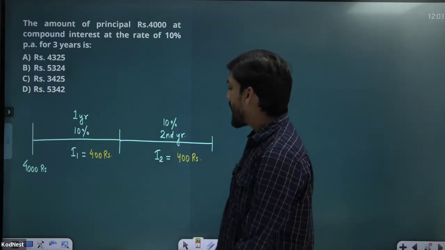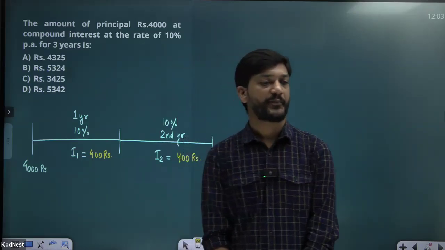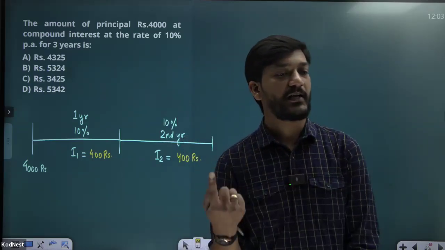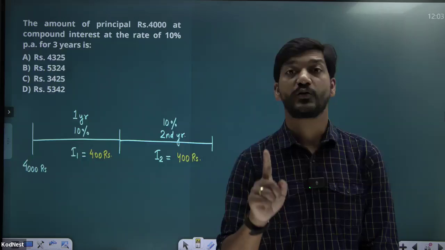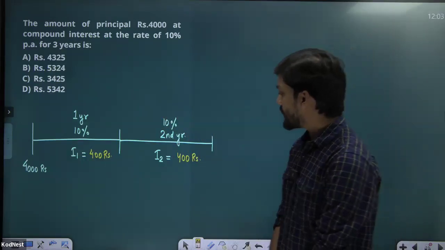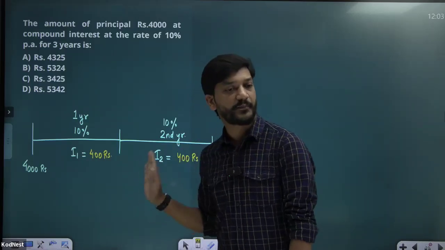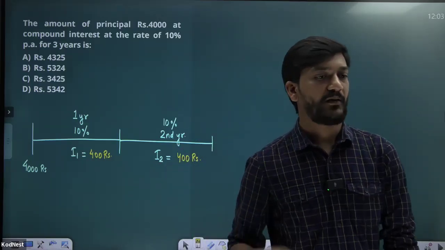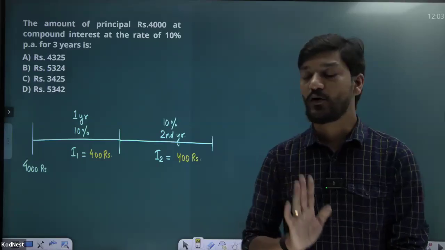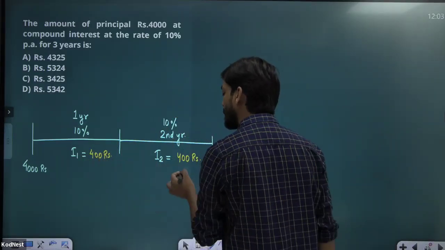Okay. When you stand here at the second year, can you see previous interest also? Yes. So calculate 10% of the previous interest also. So which value is previous interest? When I stand here, which value is previous interest? 400 rupees. So 400 rupees, 10%, write it. So 40 rupees.